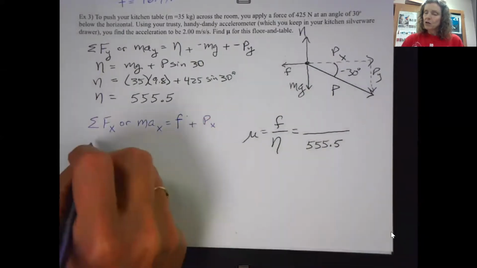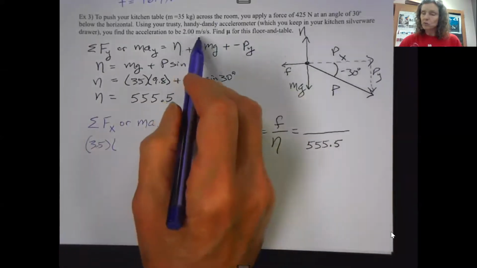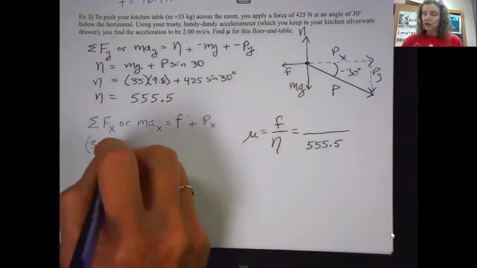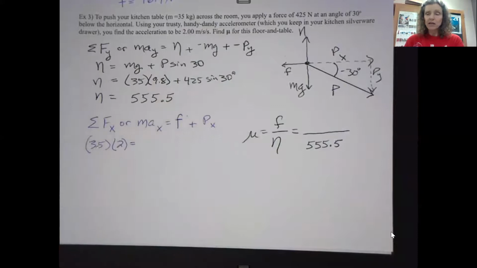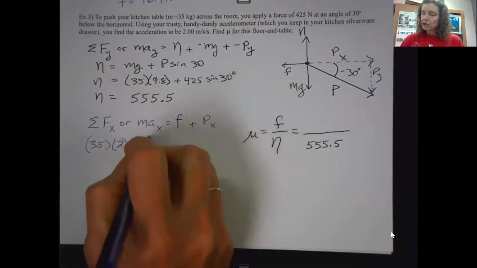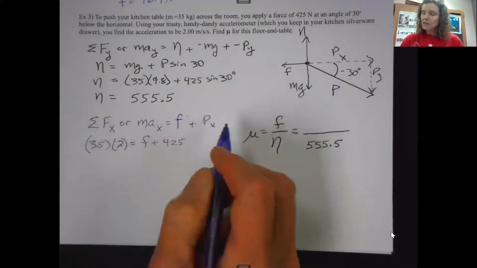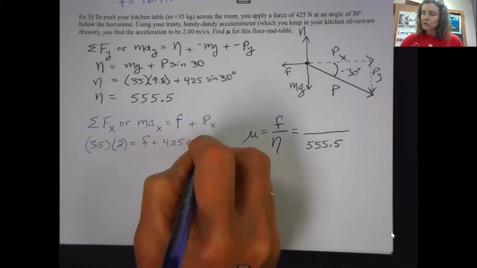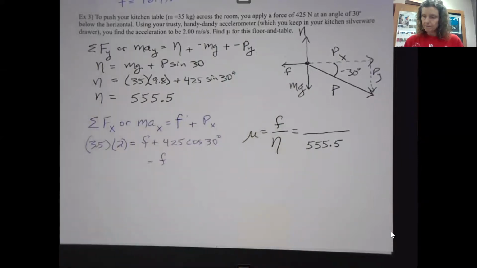All right, so the table's mass is 35 again. The acceleration this time is 2 meters per second squared because that's in the x direction. So you can see that I have 70 as my net force, and friction plus the push of 425, this time times the cosine of 30 degrees. So we'll solve for friction now. Please do that if you haven't done it yet.